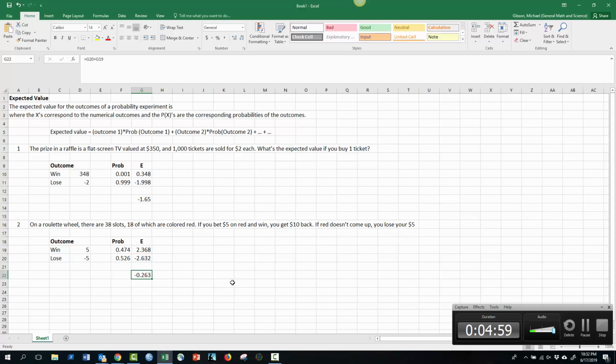So this one is minus 2.63. So basically, on average, if you play this for a $5 bet, you expect to lose 26 cents. Okay, that is expected value with 2 examples.